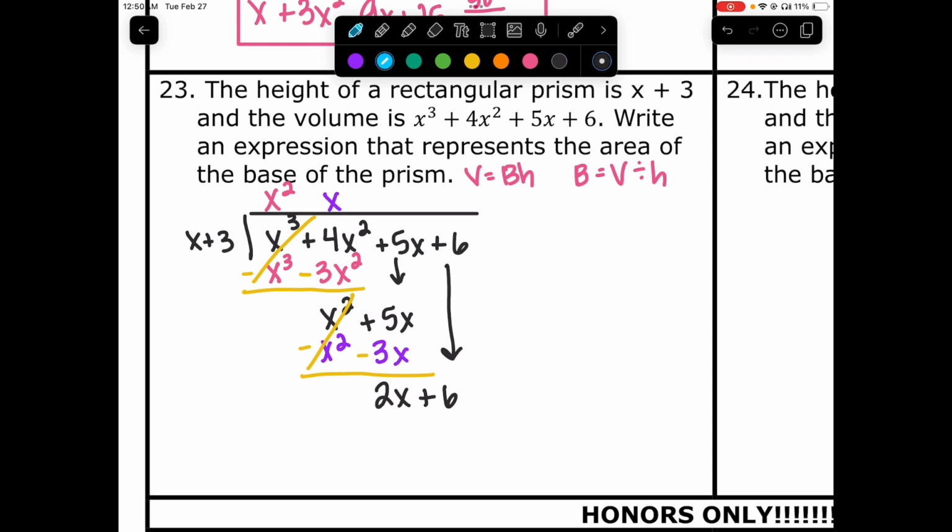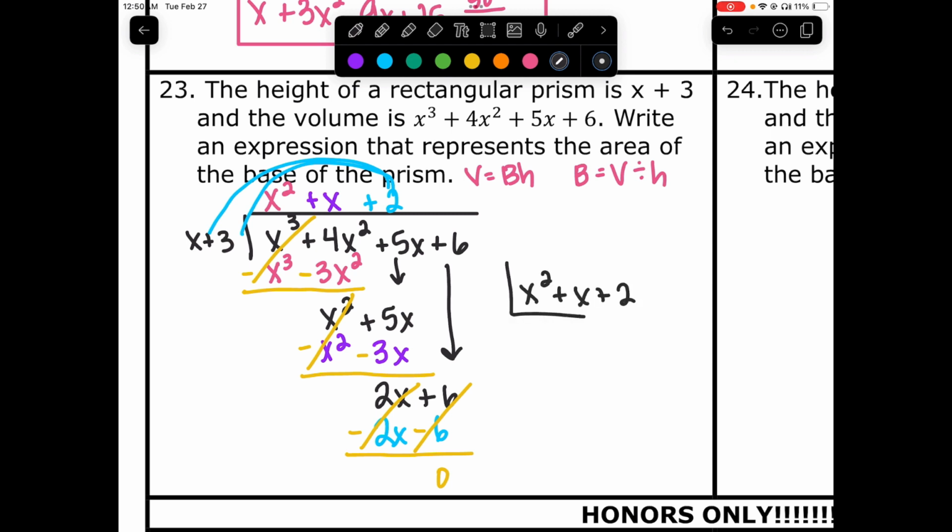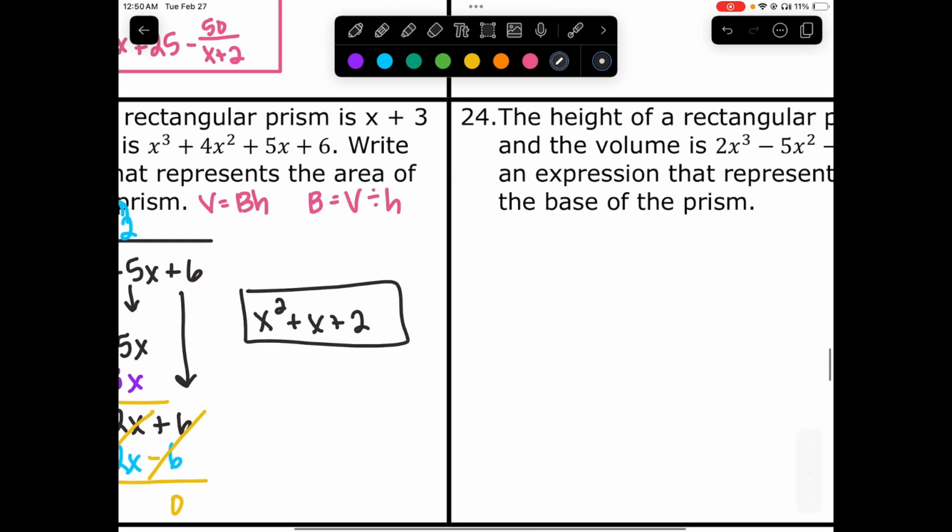And last but not least, we're going to multiply by, it looks like 2. Don't forget that was positive. So 2 times x is 2x. 2 times 3 is 6. Both came out positive. We're going to subtract by changing the signs of both of those. That's going to zero out, and that zeroes out too. We love it when that happens. So my final answer is x squared plus x plus 2. Go ahead and try number 24.